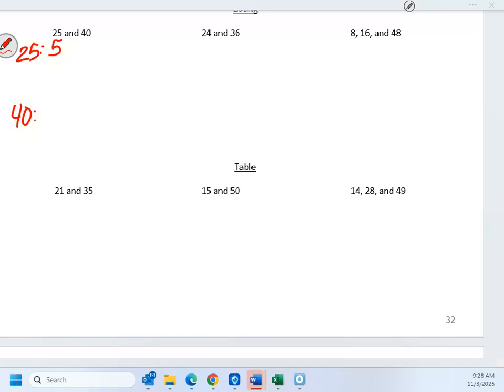What else can go into 25? Jack? 1 times 25. Yep. So I've got 1 and 25. So there's always going to be 1 at the beginning and that number at the end, right? And then we fill in any factors in the middle. What are my factors of 40?